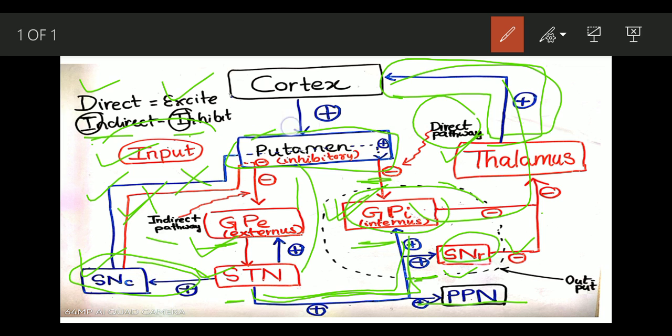So this is how basically the basal ganglia functions, and you just need to remember these two things. The input is always from the putamen, the output is from the GPI and substantia nigra pars reticularis. This pars reticularis is important for the indirect pathway because both of them inhibit the thalamus, but the direct pathway basically inhibits this globus pallidus internus.